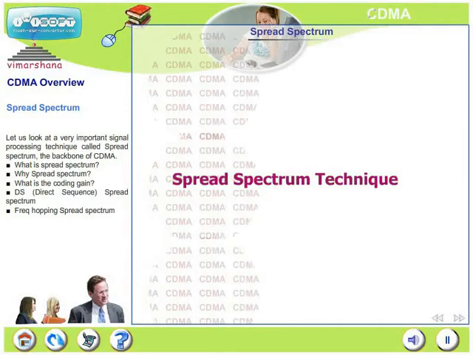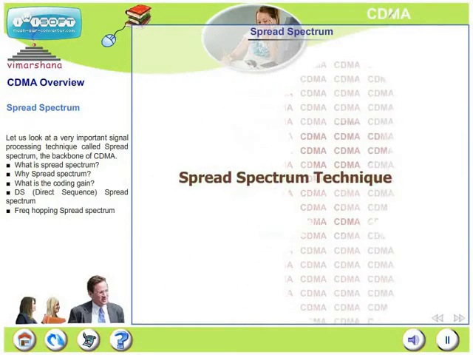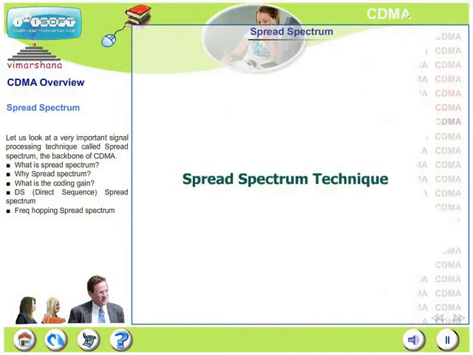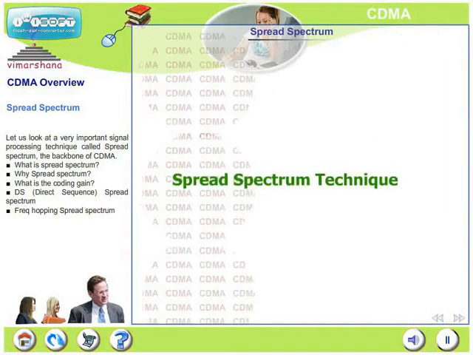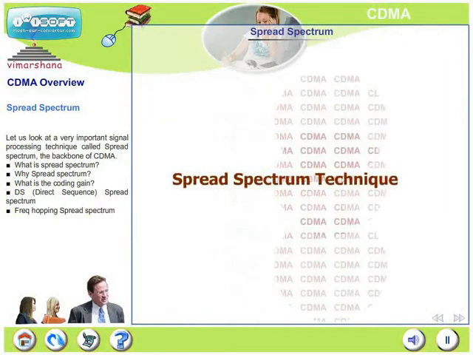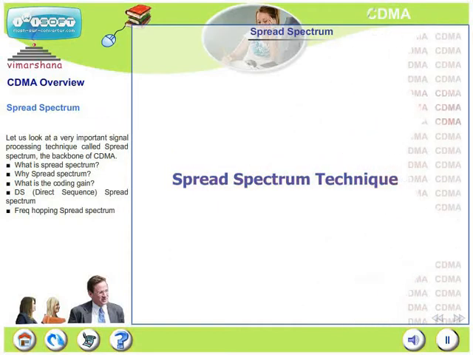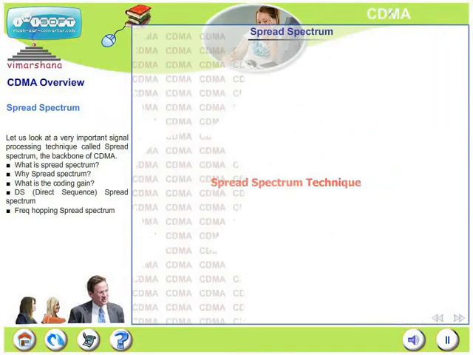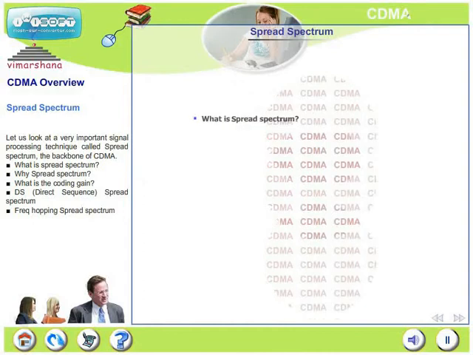Let us look at spread spectrum technique. Spread spectrum technique is a very important signal processing in CDMA. In fact, it forms the backbone for CDMA communication. Let us look at some of the main topics.